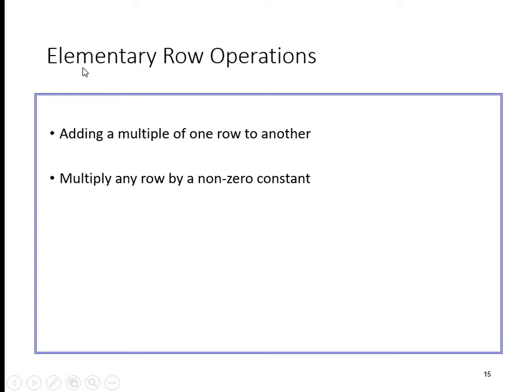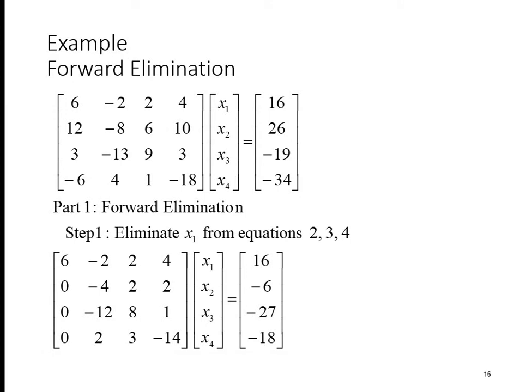so we have got two row operations. We have adding a multiple of one row to another, so you are allowed to add a multiple of one row to another. And number two, you're allowed to multiply any row by any non-zero constant. So those are the two operations that we're going to use. Right, so let's look at this wonderful example.